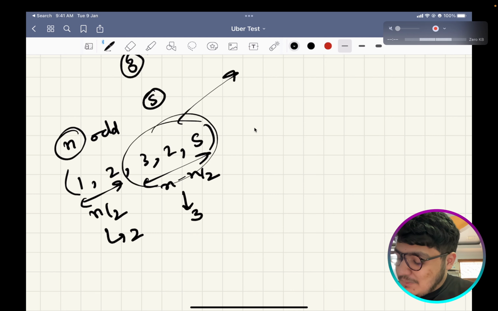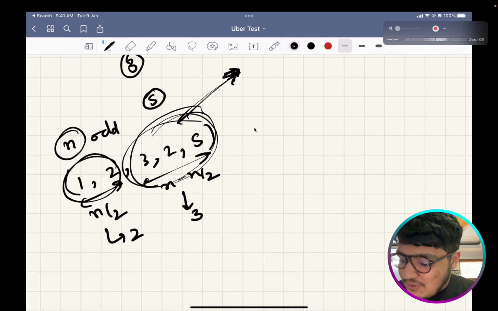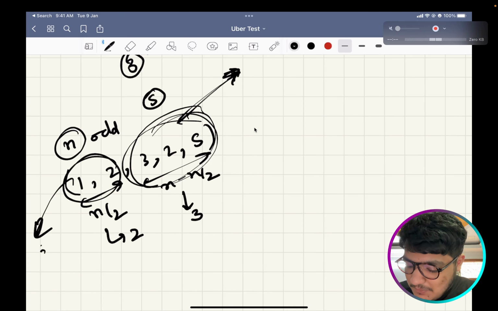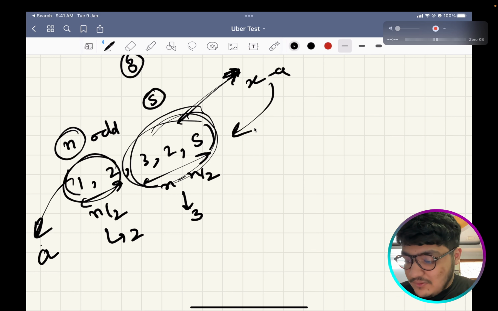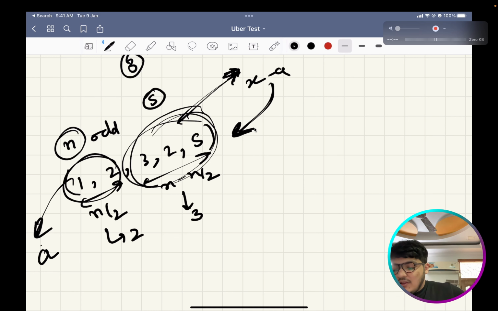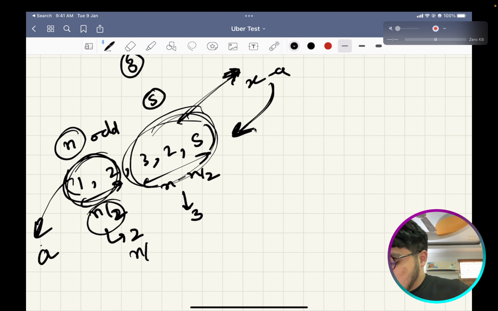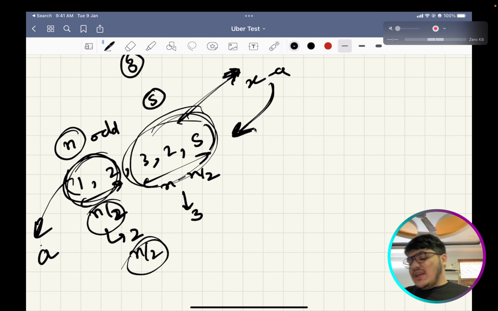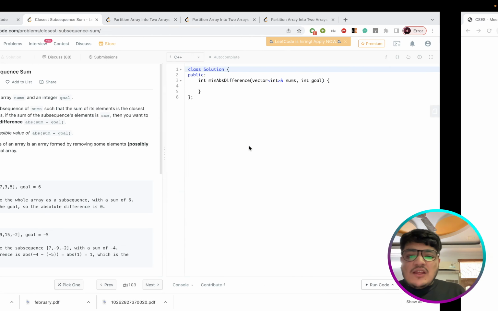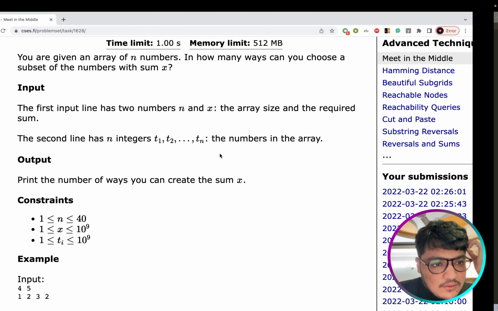You would calculate all those subset sums from this particular array and then from this other array. Let's say you get this sum a, so you will check for x minus a over here. This is what you have to do. You try to keep your partition as close to n by 2 as possible. In case of even, you would have an even number of elements in both partitions. In case of odd, one partition would have one element more than the other. So this is what was in this problem.